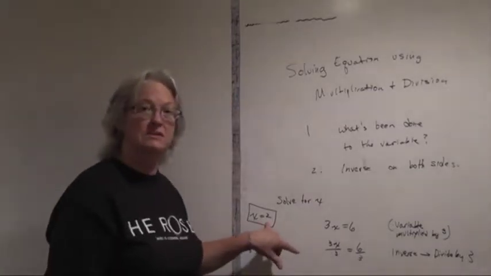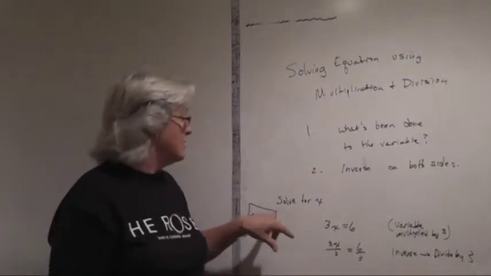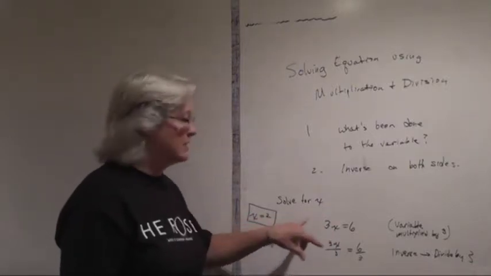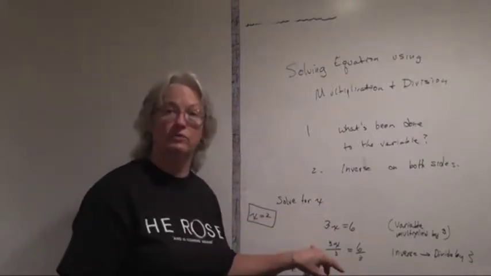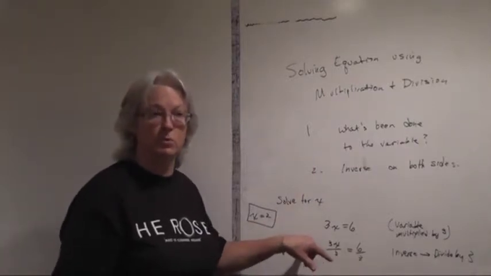You end up with x is equal to 2. We already knew by looking at this that x was going to be equal to 2. This is how we solve that equation. You must understand how to solve it this way.